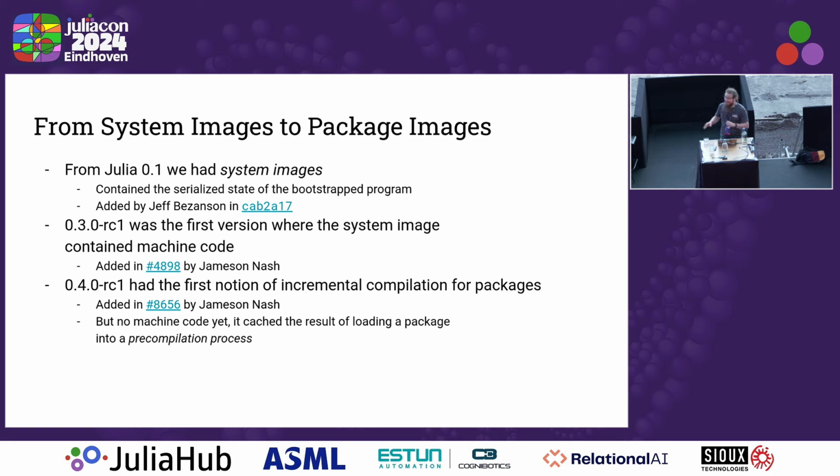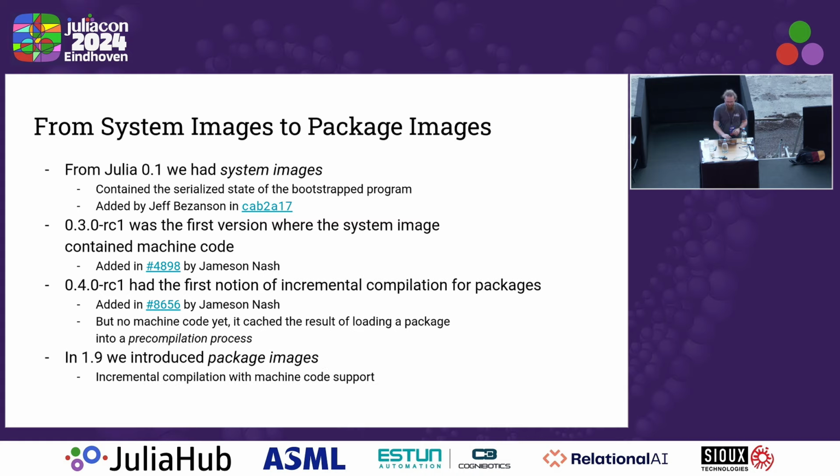But this did not include machine code. It only cached the state that it was generating. So it took a couple of years, maybe 10 or more. In 1.9, Tim Holy, Jamison, and I introduced package images, which are essentially incremental compilation caches with machine code attached to them. We needed to rewrite the serializer. We needed to figure out how to do this in the first place. And it was an interesting journey to get there.